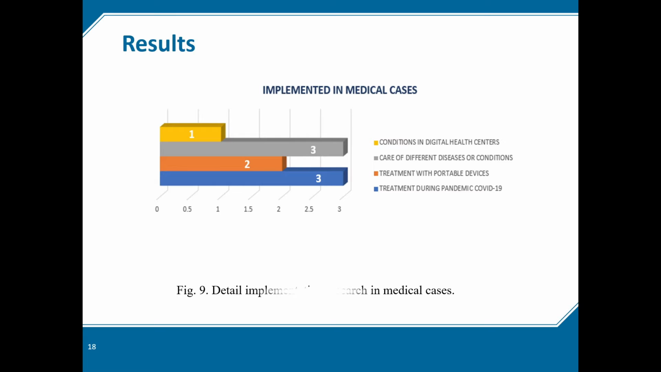In this section, we can see the graph corresponding to implementation in medical cases. The articles reviewed within this category are 3 that indicate treatments performed during the COVID-19 pandemic, 2 articles that indicate the use of portable health devices in different treatments, 3 articles referring to the care of different diseases or conditions, and 1 article referring to different conditions in digital health centers, as we can see in the graph.